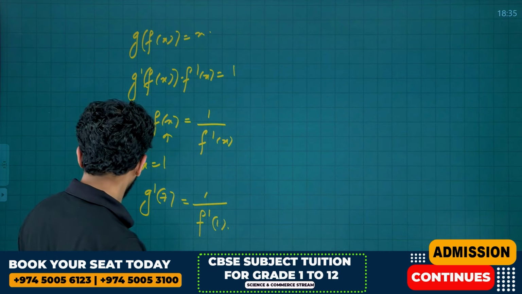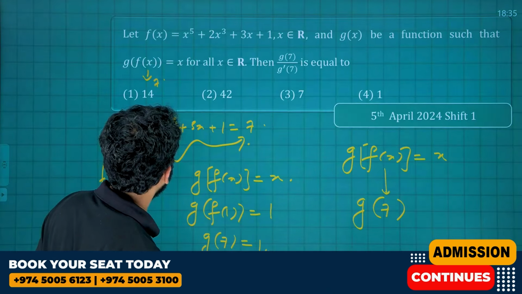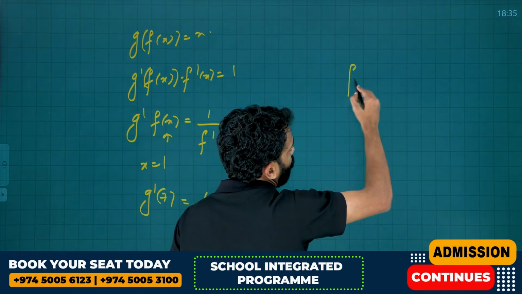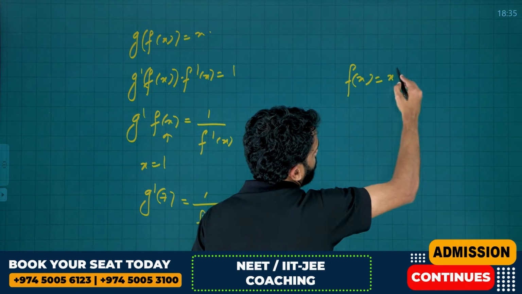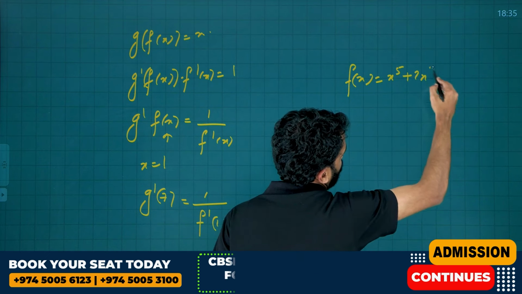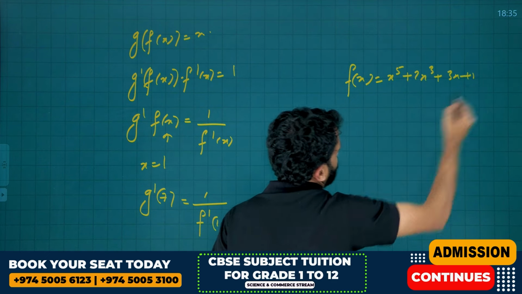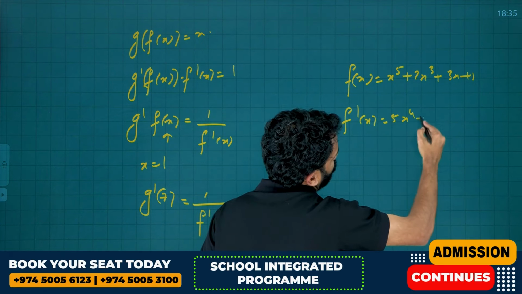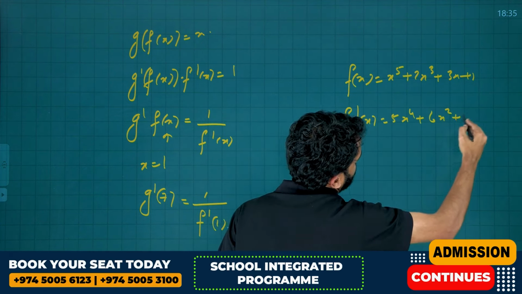So, what was f of x actually? f of x is equal to x raised to 5 plus 2x cube plus 3x plus 1. And what is f dash of x? 5x raised to 4 plus 6x square plus 3.